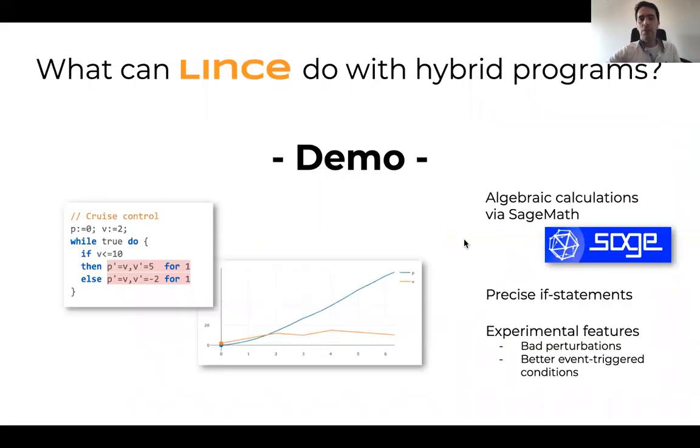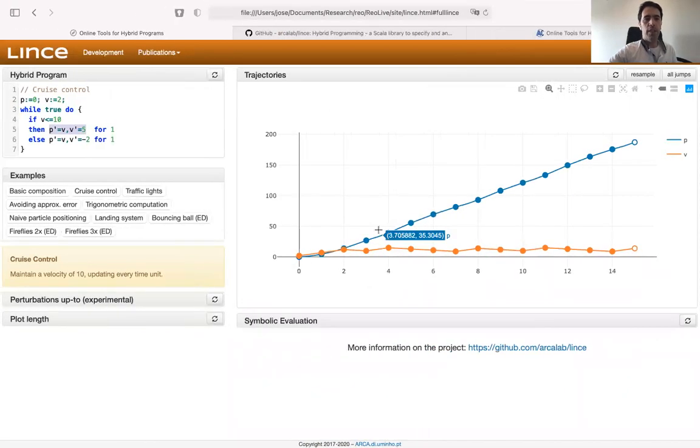So let's see a bit better now what other things we can do in Lince. We already saw roughly how to do something like a cruise control, and now I'm going to try to illustrate a bit more of these algebraic calculations, which I already showed partially, and then get a better feeling of the if statements and some other experimental features that you might have here. Feel free also to stop me and ask me to try things.